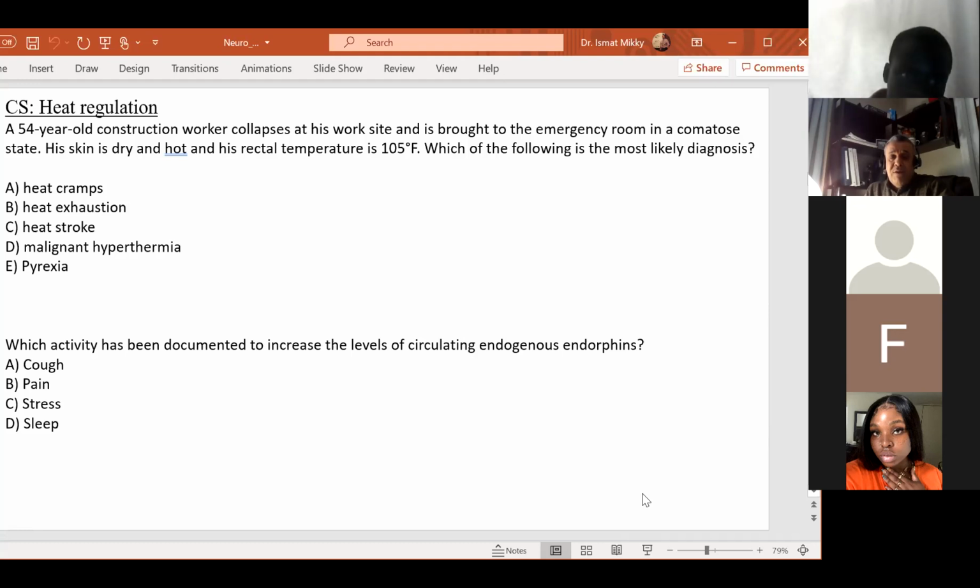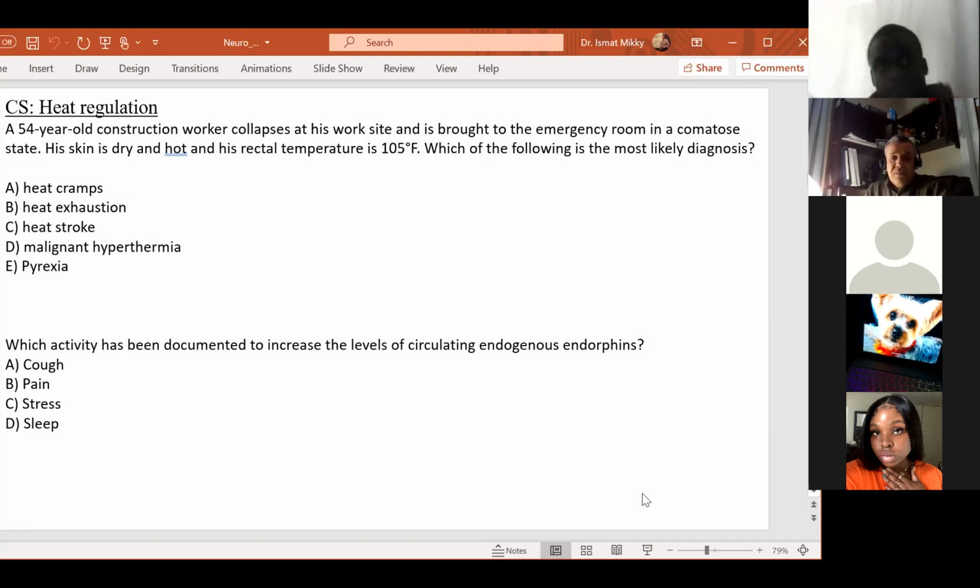So in B, if you say heat exhaustion, the skin is wet and the temperature is usually normal. And it's not life-threatening. Usually there is a spontaneous recovery when the person is moved to a cool place. It's just moving the patient to a cool place with normal temperature that could resolve the problem.